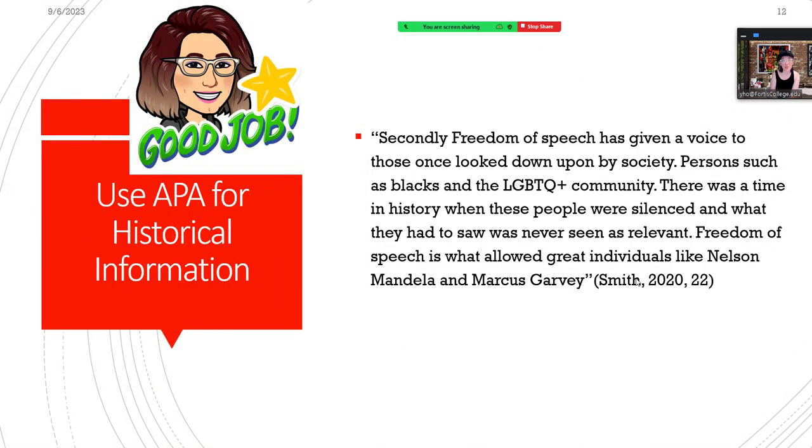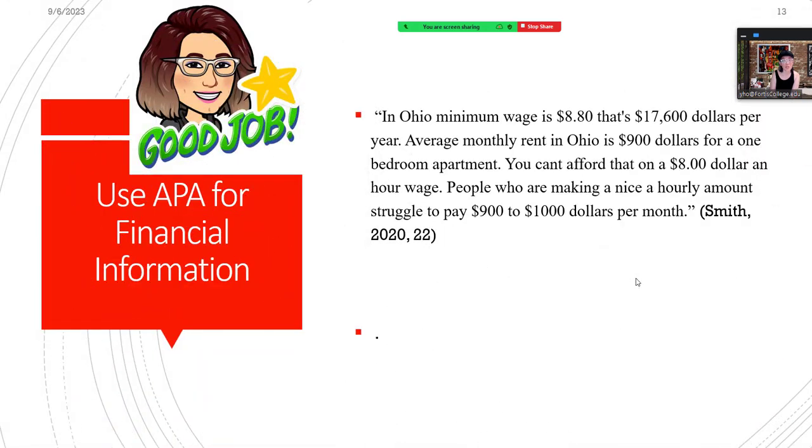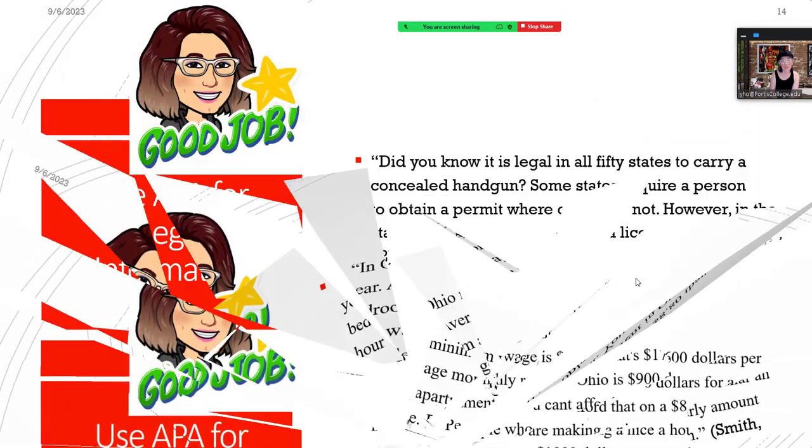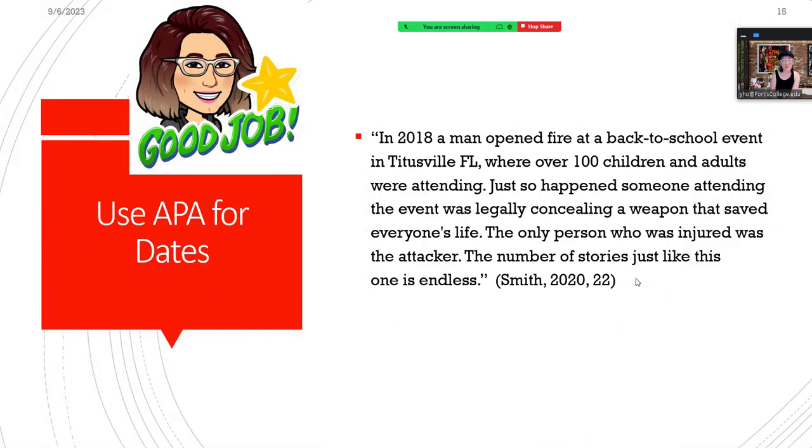If you're stating historical facts, freedom of speech has given voice to those looked down upon by society, you have to cite the source. If you're citing any kind of financial information, $8.80, you've got to cite the source to give the researcher credit for doing the research. Legal information. Did you know it's legal to carry, in all 50 states, to carry a concealed handgun? So you need APA for that.